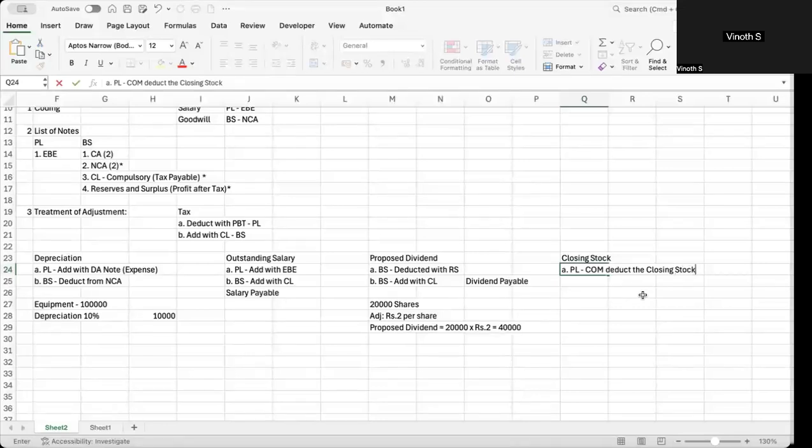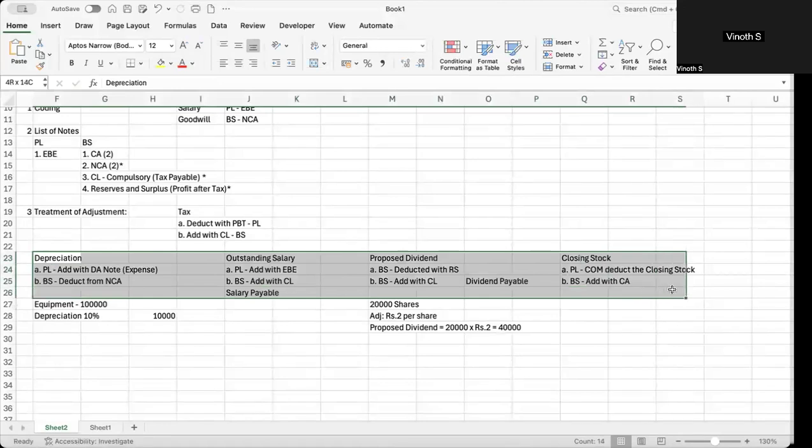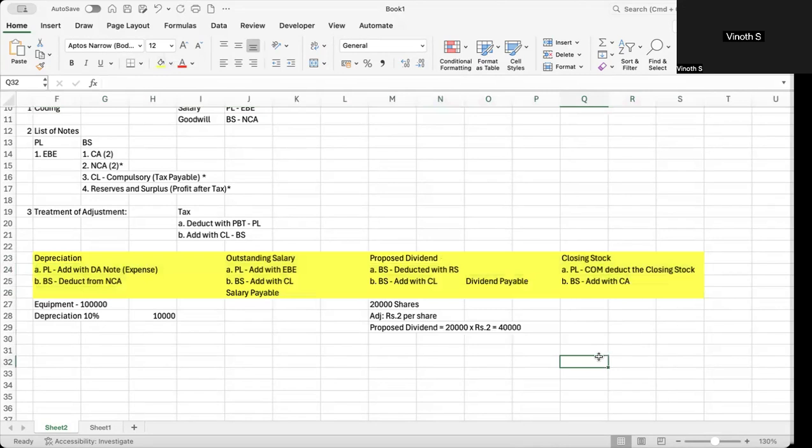I will show you the example maybe down, then you will easily understand. Second, in the balance sheet, add it with current asset. So these four are the major treatments of adjustments. I will show you the example of closing stock.